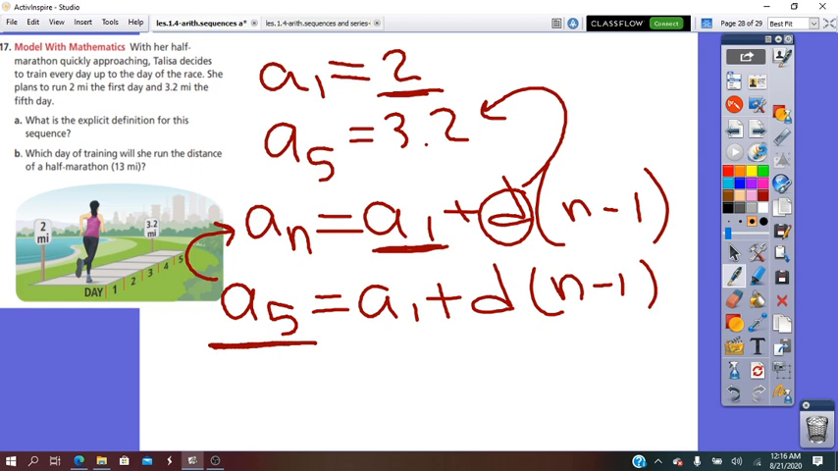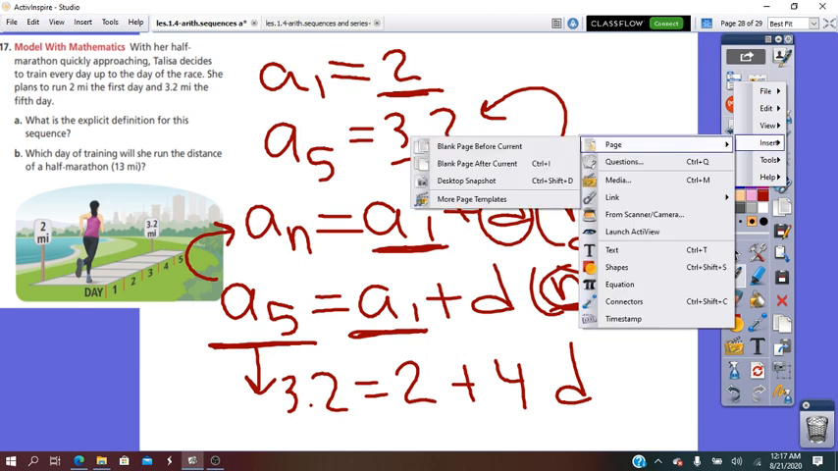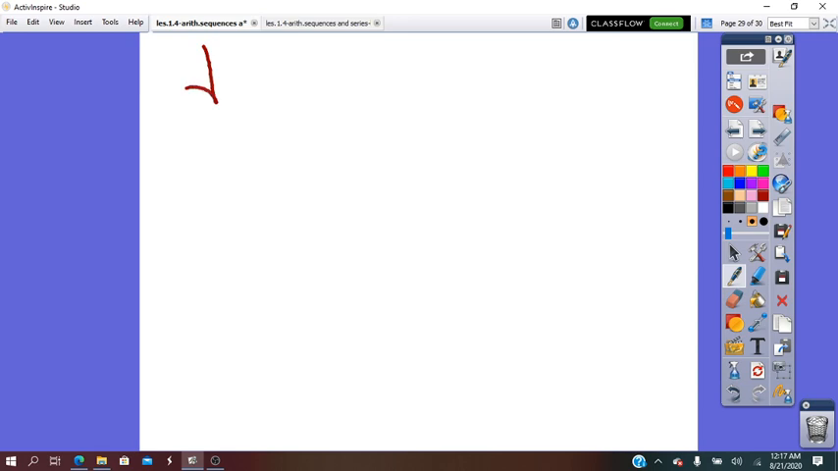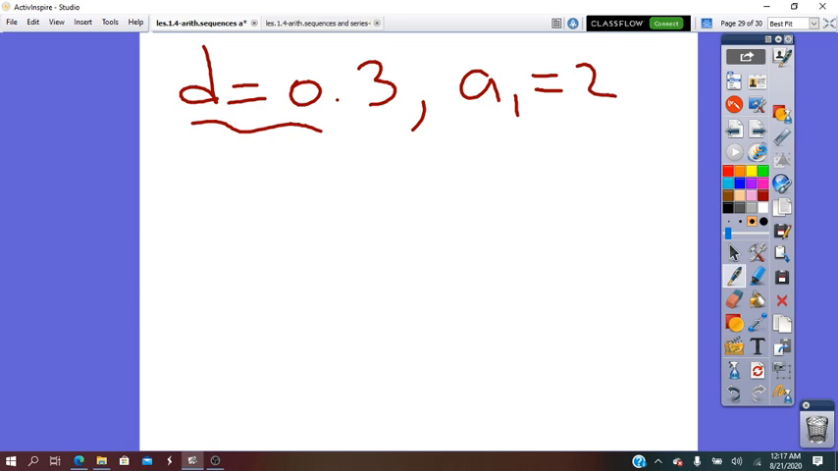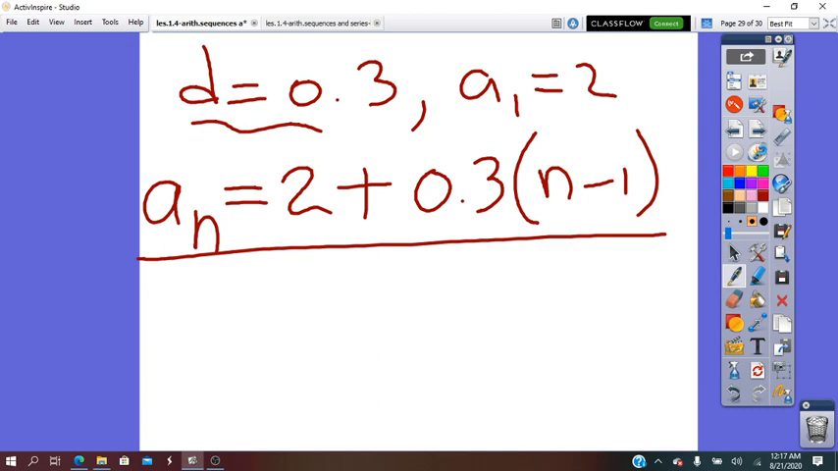We go down and we substitute. a5 is 3.2 equals a1, it is given 2, plus the n, it is 5. So 5 minus 1, 4, times d, it will be 4d. Solve the equation for d. We will find that d equals 0.3. So if we know the first term and we found the common difference, then we can write the explicit rule: an equals the first term, 2, plus the common difference 0.3 times n minus 1. So this is the explicit rule.